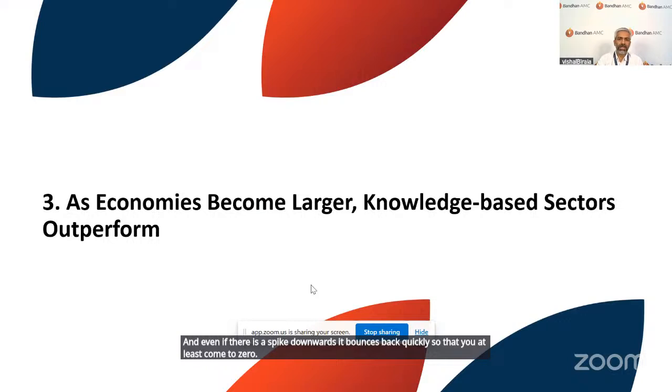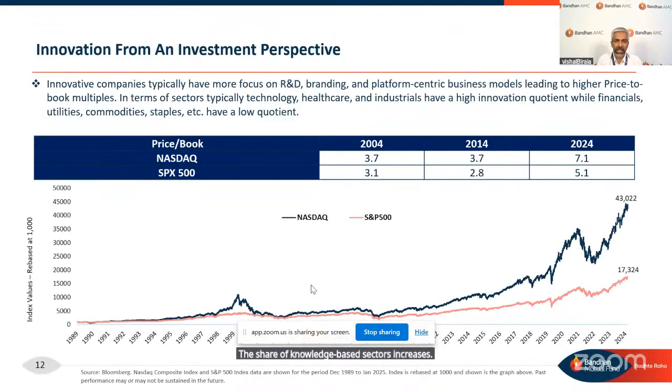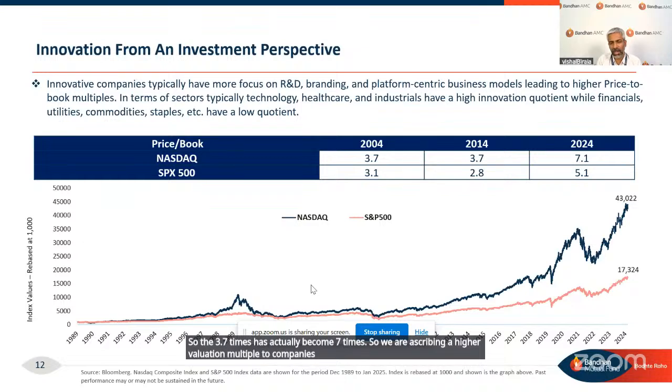Some of the economies, as they grow and become larger, the share of knowledge-based sectors increases. This is an example from Nasdaq, and if you see, Nasdaq has seen a huge expansion in multiples. So the 3.7 times has actually become 7 times. So we are ascribing a higher valuation multiple to companies that are able to innovate and target a larger market, a larger audience.